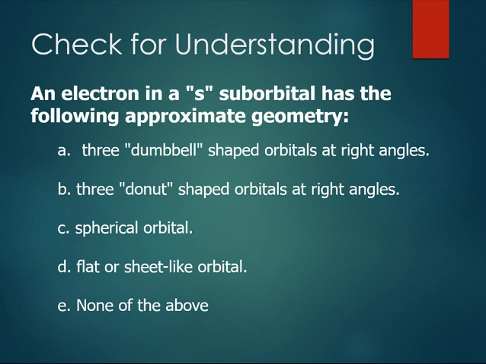Moving on, an electron in an S suborbital has the following approximate geometry. Please pause the video until you can come up with an answer. The correct answer is C, a spherical orbital. All S suborbitals have a spherical shape, more or less.